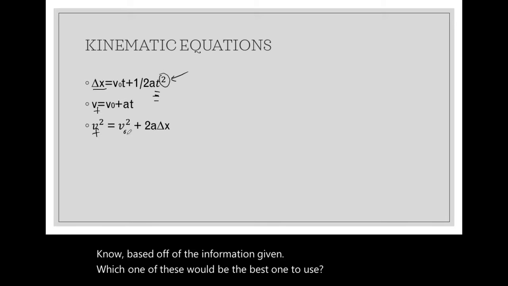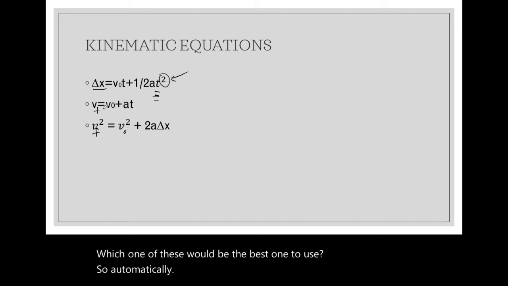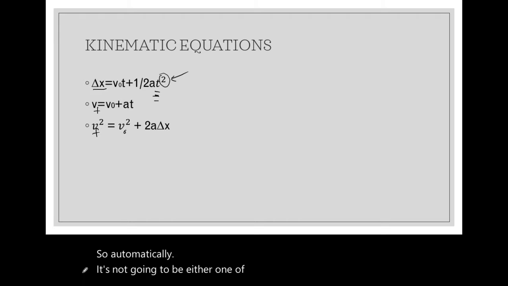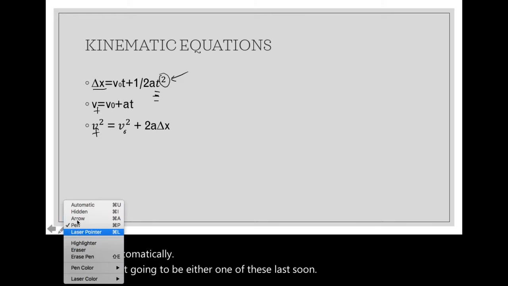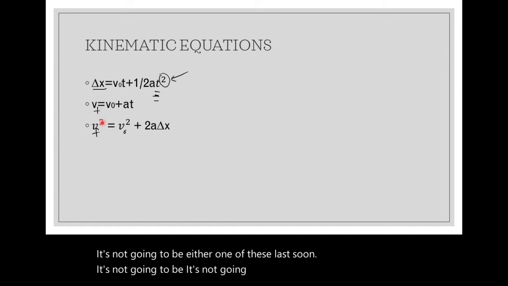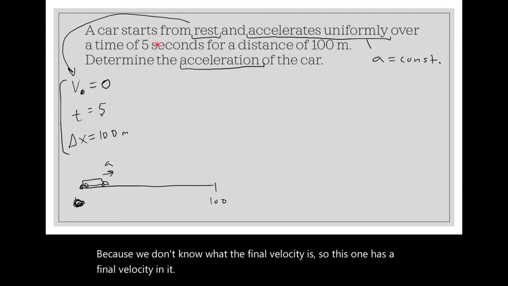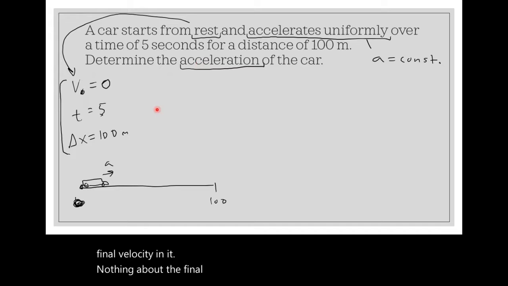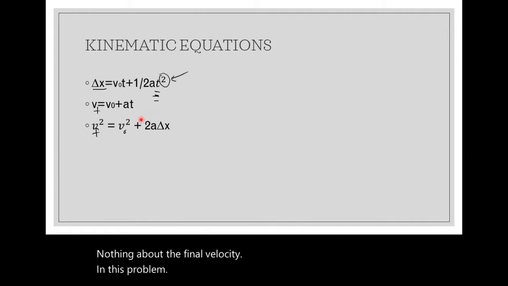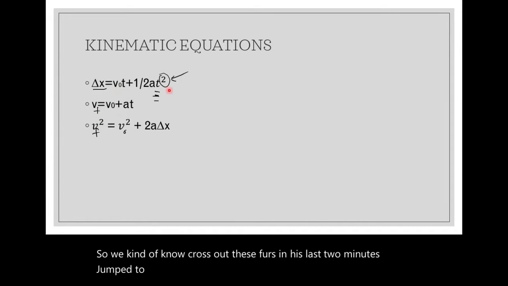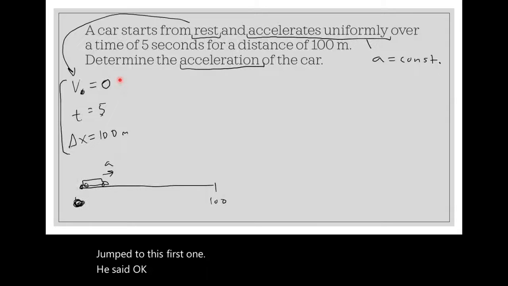Automatically, it's not going to be either one of these last two, because we don't know what the final velocity is. This one has a final velocity in it, and we know nothing about the final velocity in this problem. So we can cross out these last two, and jump to this first one. And you say, okay, let's use that equation and see what happens.